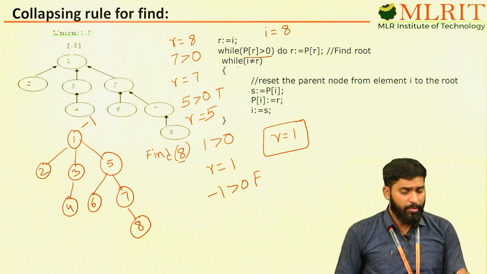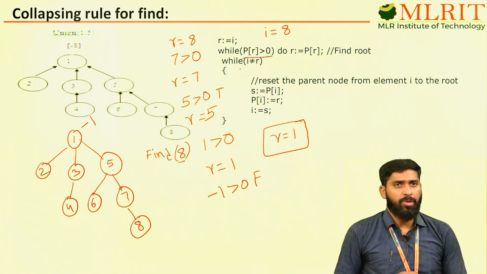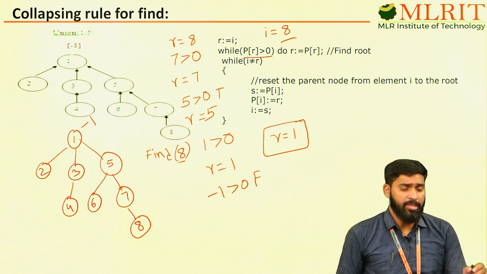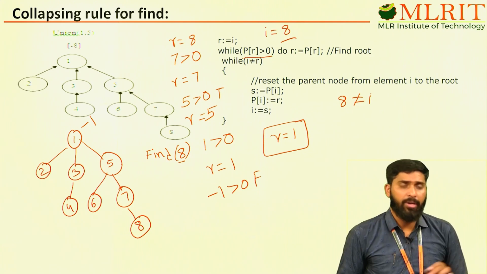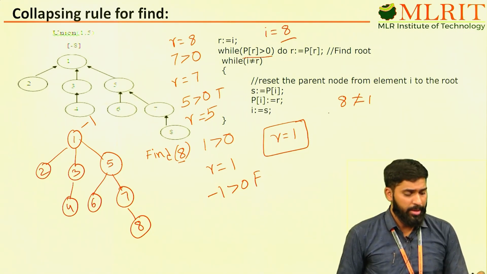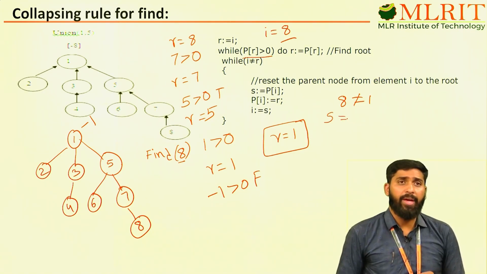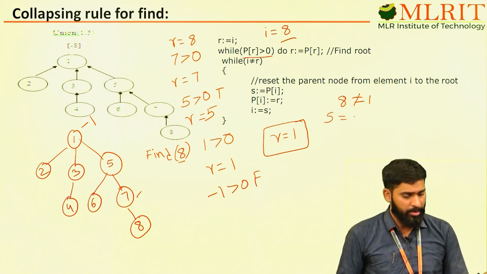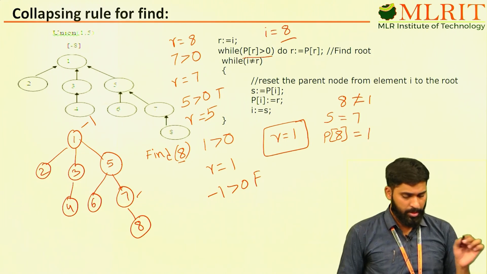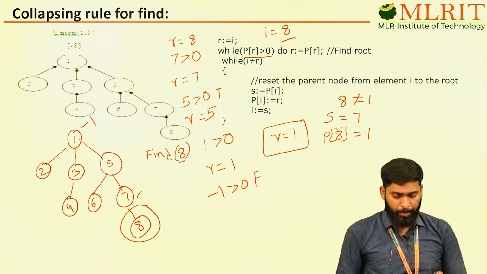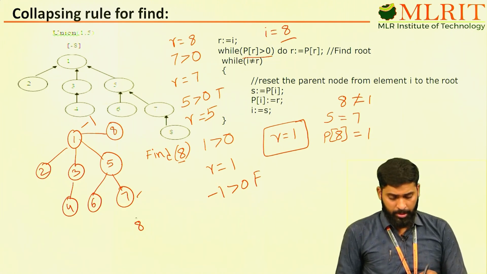Now, while I not equals R, what is the I value? I value is 8 here. 8 not equals 1, R value is 1. Now we do S equals parent of I. What is the parent of I? 7. So parent of 8 equals R. What is R? R is 1 here. So this 8's parent is 1 now. This we call as collapse.